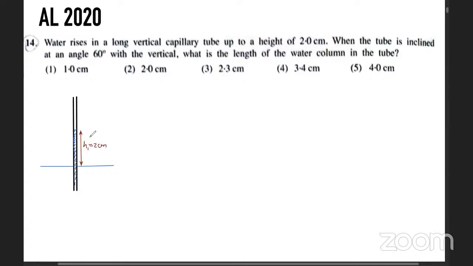And we know capillary rise is based on pressure difference. Now they are saying they are going to change the angle of inclination of the tube to 60 degrees with the vertical. So when you incline it 60 degrees with the vertical, what's going to happen? That's the question. What is the length of the water column in the tube? So let's tilt it by 60.